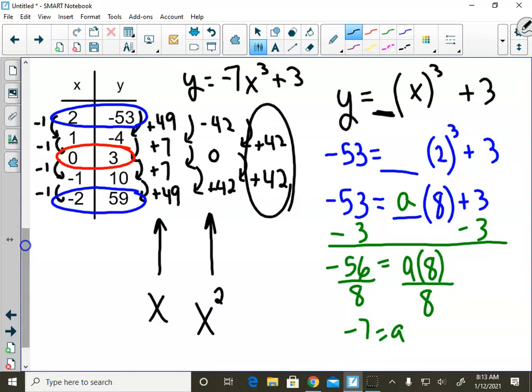Now you can see it'll work with any of the numbers that you put in. If we put in negative 1 and 10, just for kicks, let's see what happens. If I put negative 1 in here for x, negative 1 to the third power is negative 1. Negative 7 times negative 1 is positive 7. Positive 7 plus 3 is 10, and 10 is what I should get. So there you go. That's how you do it.